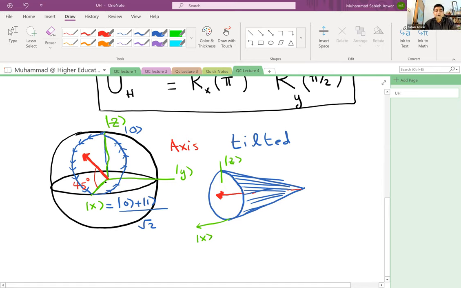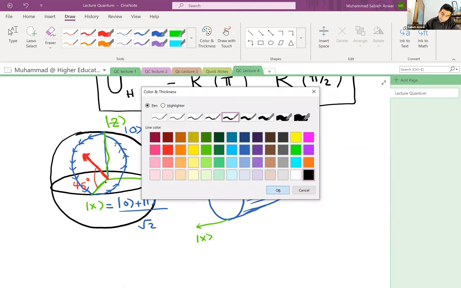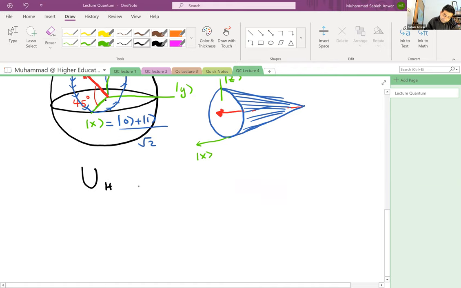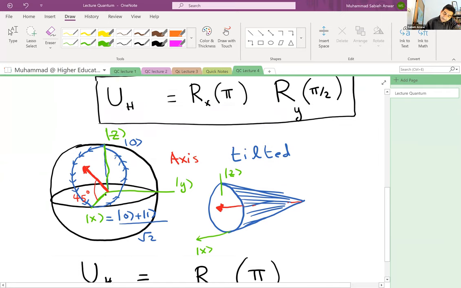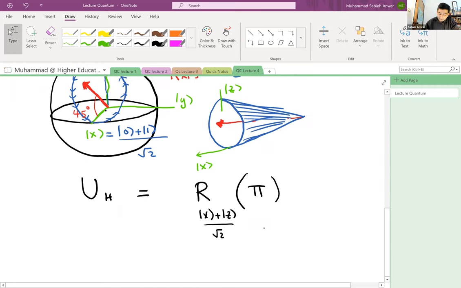So the Hadamard gate is really a rotation about a tilted axis, an axis which is in the XZ plane, and it's a rotation through an angle of 180 degrees. So I can also represent this rotation operator, the Hadamard gate UH, by a rotation through 180 degrees about an axis which is now between, so let's call it X plus Z over root 2. So instead of having an X or Y, I now have an X plus Z over root 2. So this subscript identifies the axis of rotation, and this argument in the bracket identifies the amount of rotation.